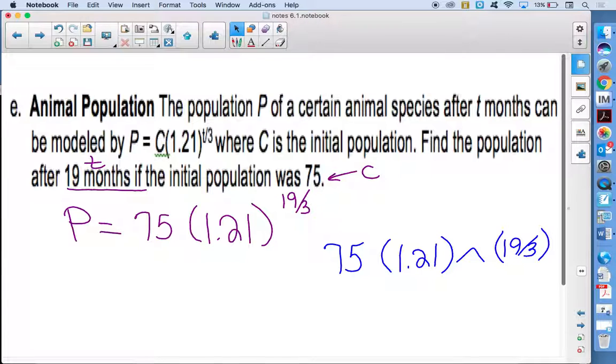Generally, when you put the caret button in the calculator, it bumps you up to the top. But sometimes the caret button does not do that if your calculator is a little older. So you might need to put the parentheses around the 19 divided by 3. Again, it just depends on what your calculator is, how old it is, and the capabilities that it has.